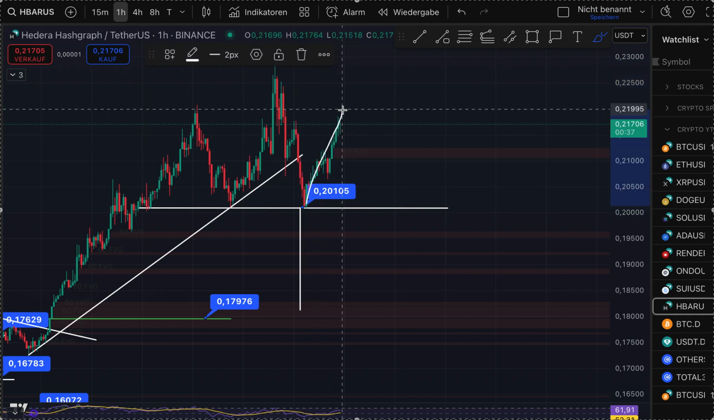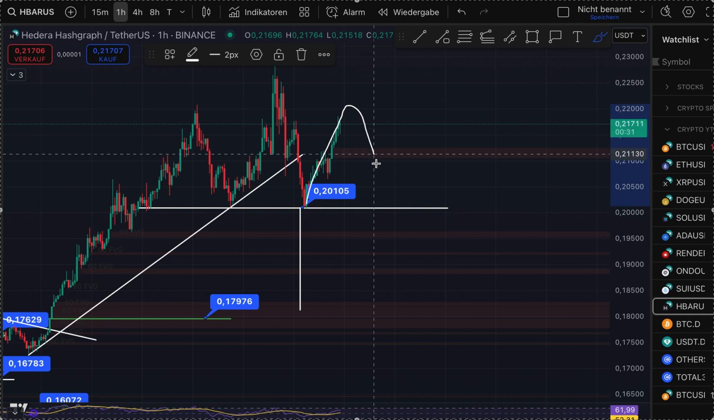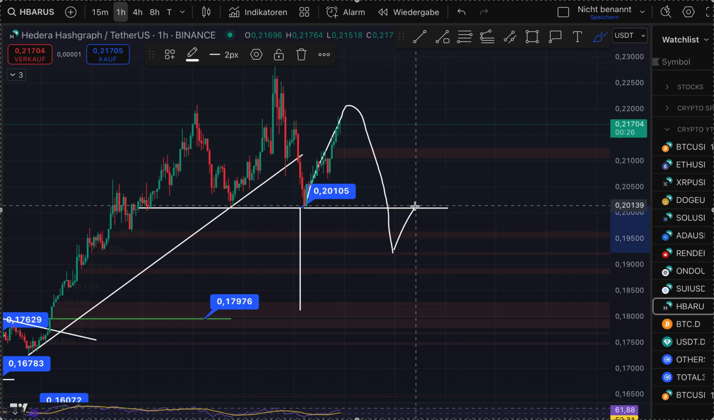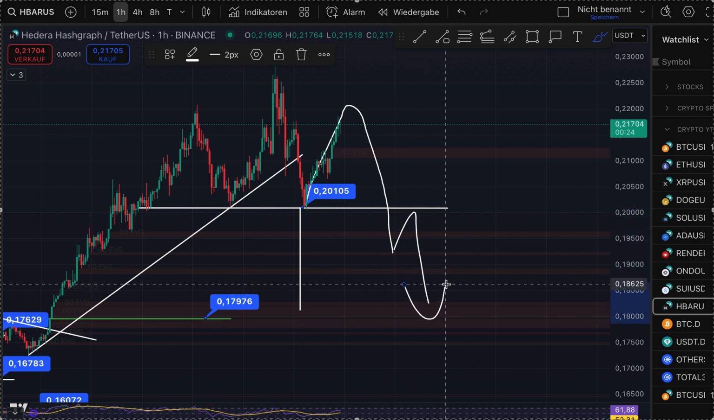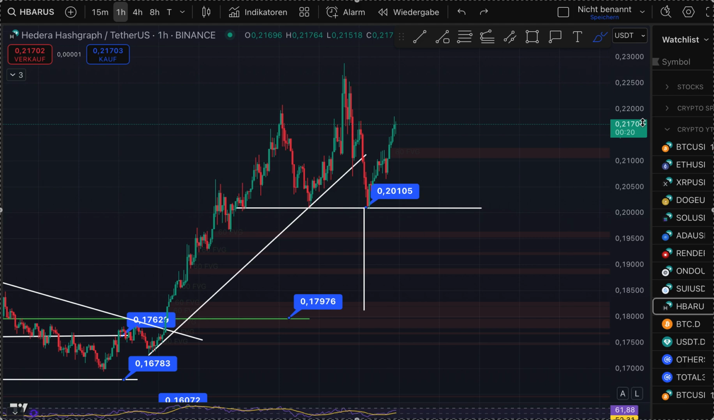Yeah, we can even get a bit more up to 22.06 cents. That's not a big deal. But we have to break afterwards the 20 cents to the downside. If we do, with a nice retest and a follow through, then we can get to 18 cents in my view, where we also have our best support for HBAR.